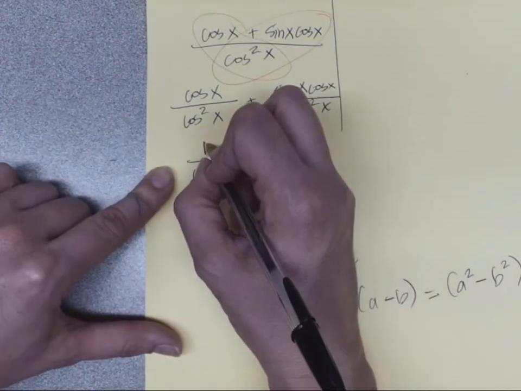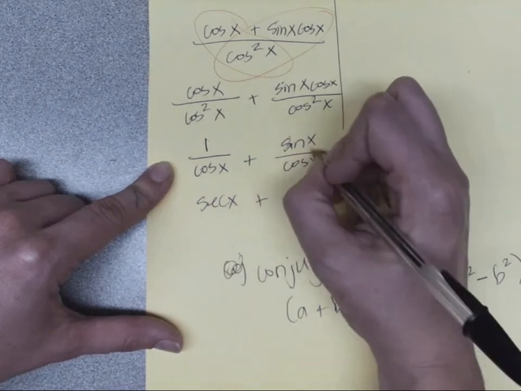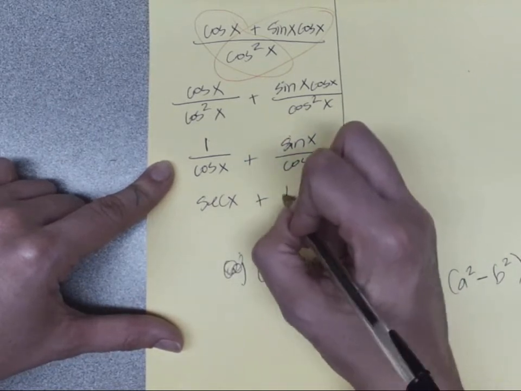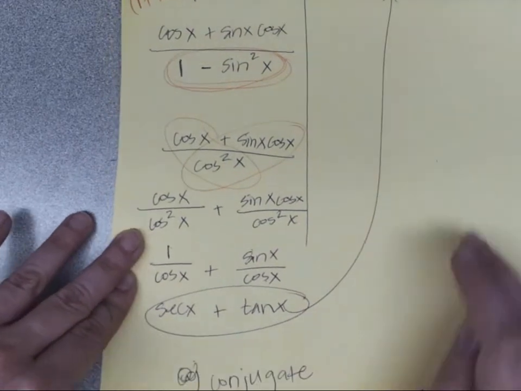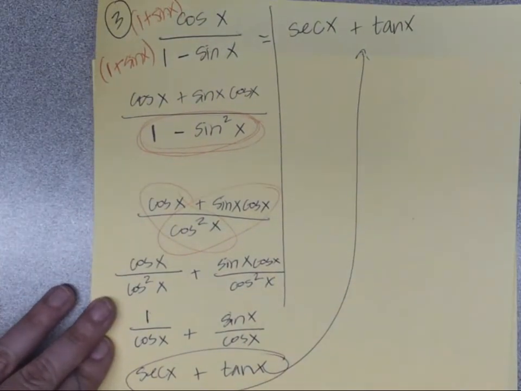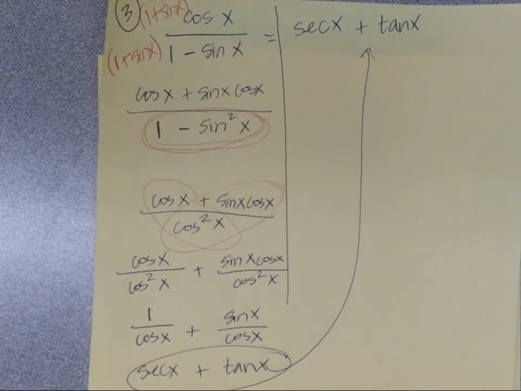1 over cosine x is the same thing as secant x. Sine over cosine is the same thing as tangent. And that's where I needed to head. That's the same thing as the right-hand side. Okay, so it's kind of a lot, I know. I hope that it's helpful.